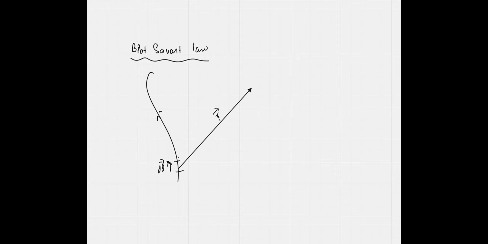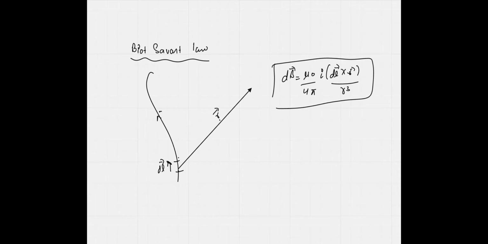So what we calculated is the dB. This is the magnetic field. What was this equal to? Mu naught by 4 pi. Okay, and due to the previous formula, you can simply write this as I dl cross r divided by r cubed. Okay, this is the formula we derived at the last, right? I hope it was clear to you. Yes, sir.